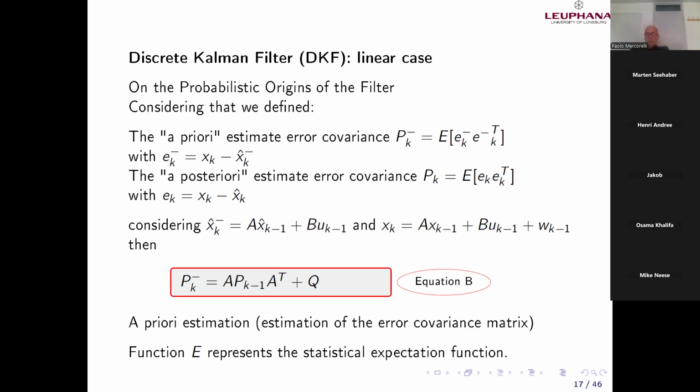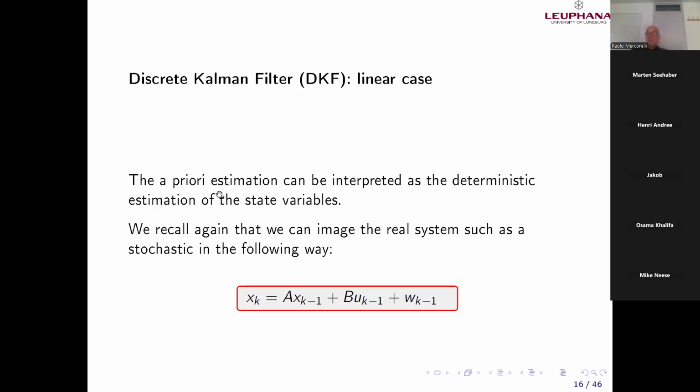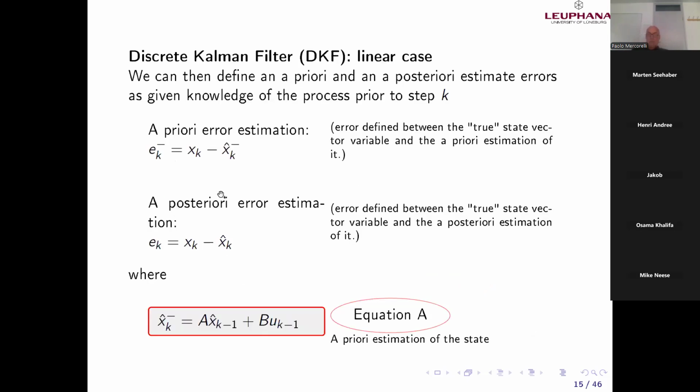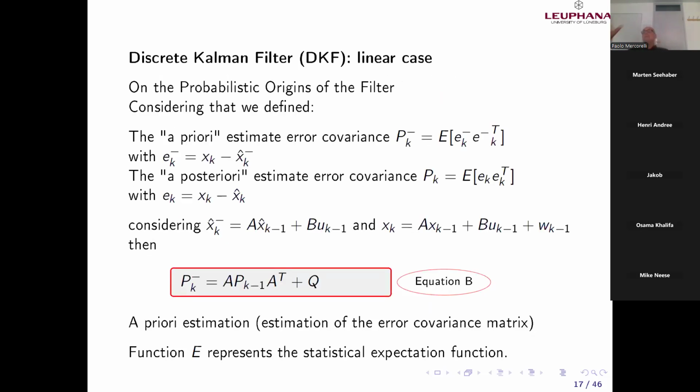How can we demonstrate equation B? Again, equation A belongs to the Kalman filter. This means the deterministic model is extremely important in the Kalman filter. Equation B introduces some stochastic elements into the algorithm, matrix Q, for instance. We will see matrix P without the minus here, inside, at the step before.